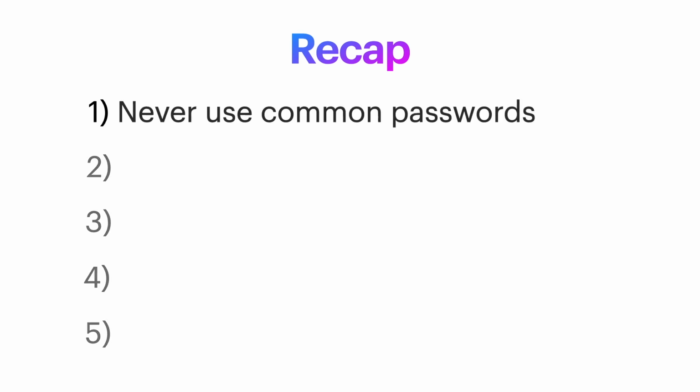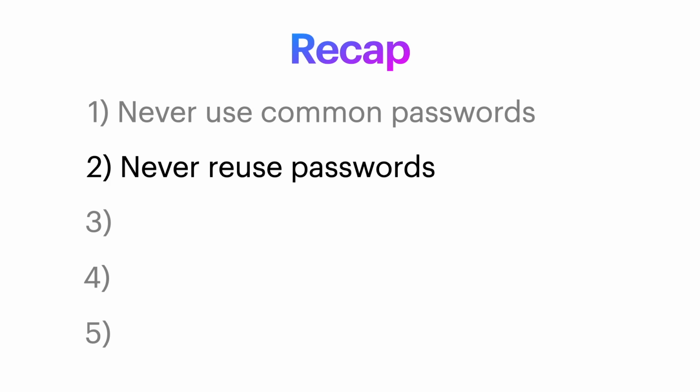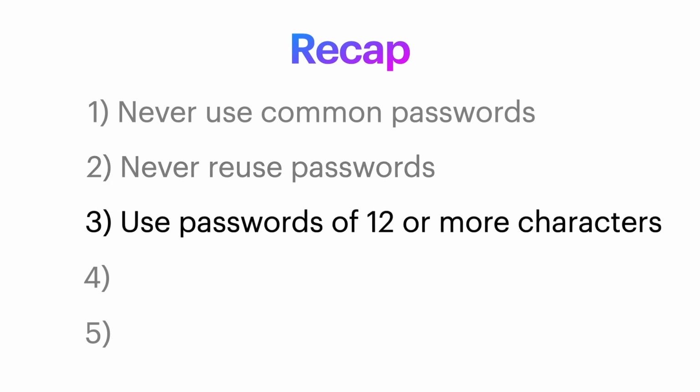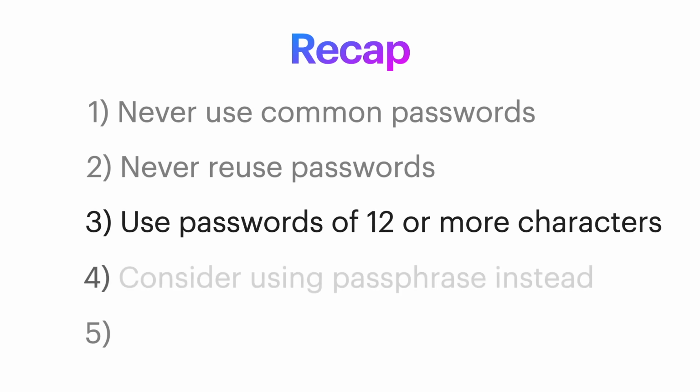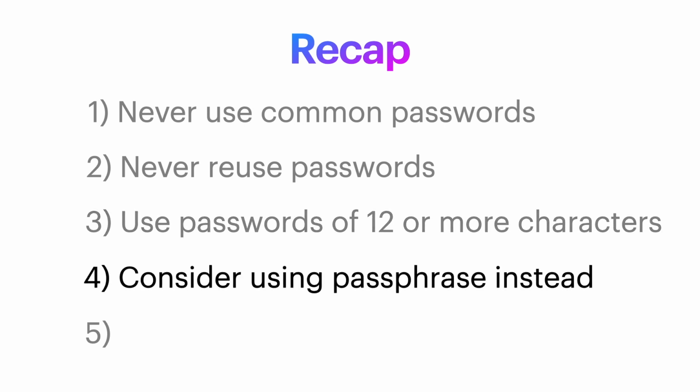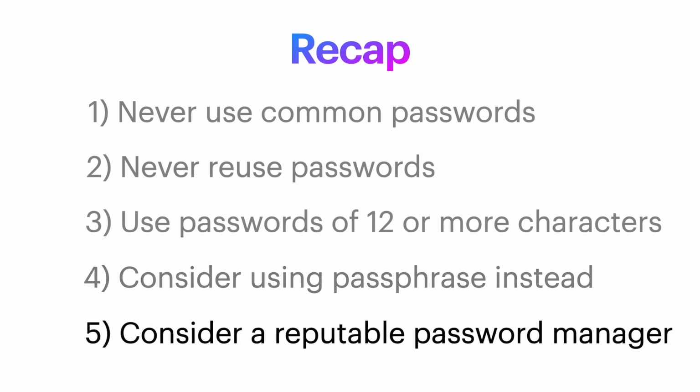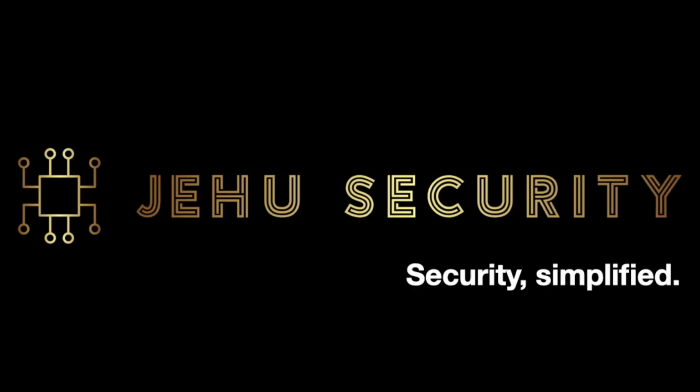Here are some key takeaways from this video. Never use common passwords like 123456 or simply password. Never reuse passwords. Have a new password for every account. Always use passwords longer than 12 characters and preferably between 20 to 24 characters. Consider using passphrases with random words instead of the traditional password. Using a password manager may take a little getting used to, but can make the work of creating passwords and entering them tremendously easier and more convenient. You can check out our videos on password managers to help get you started.